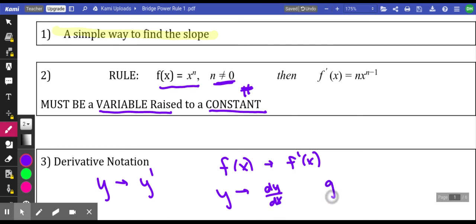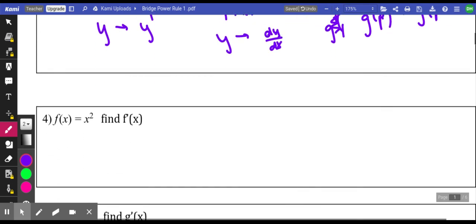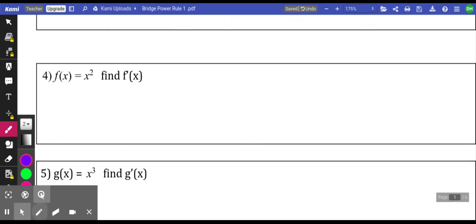If I said g of p, its derivative would be g prime of p. So the function was g, so I'm deriving that function. P is the variable in it. So just different ways you'll see notation for the derivative. It just depended on what mathematician founded it in that time. All right, so let's practice some derivatives here with the power rule.